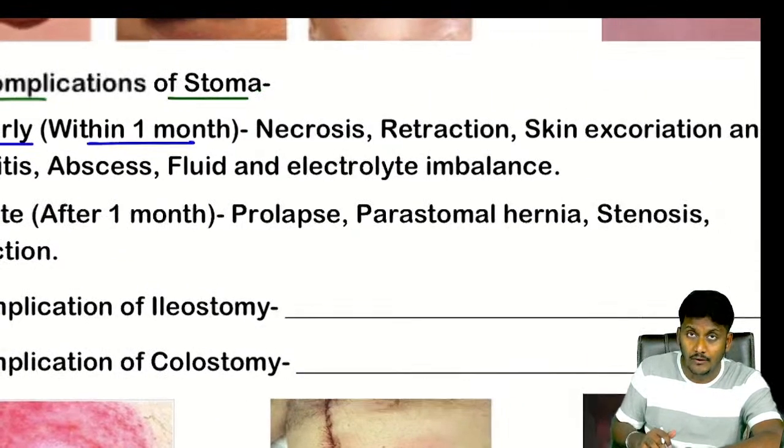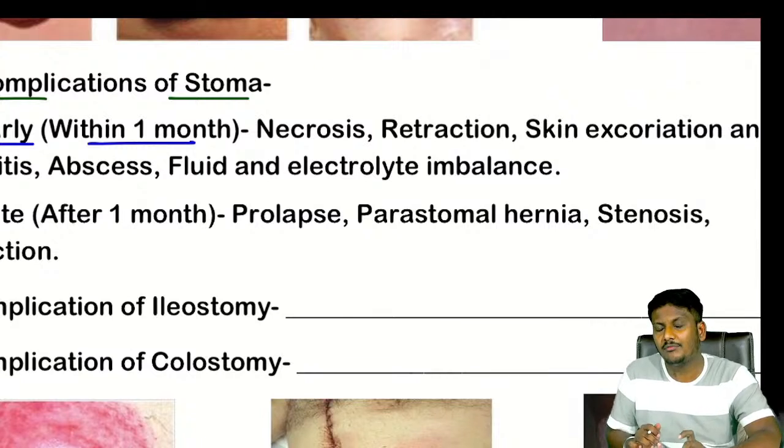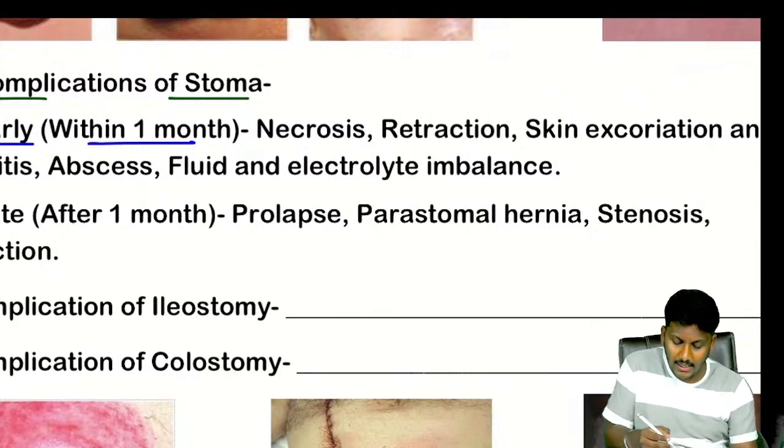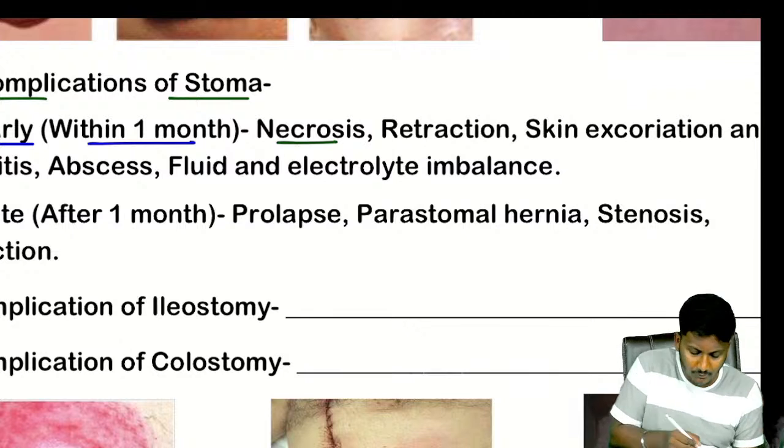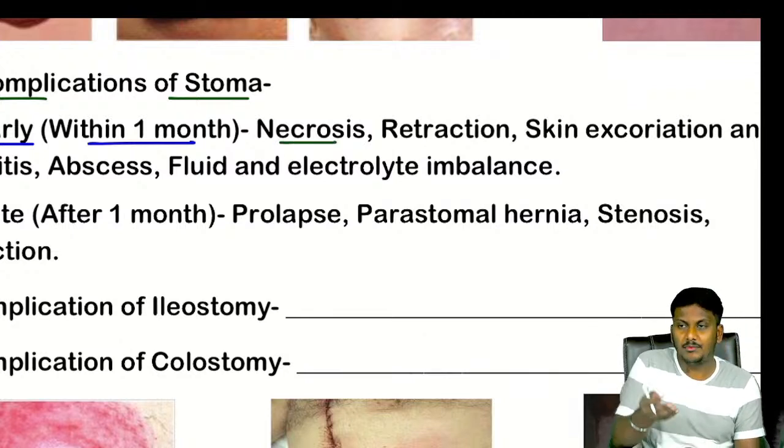What are those? The first one, if the stoma does not receive enough blood supply, it undergoes strangulation and necrosis beta. Next important one, definitely the stoma which is there beta, it gets pulled inside.